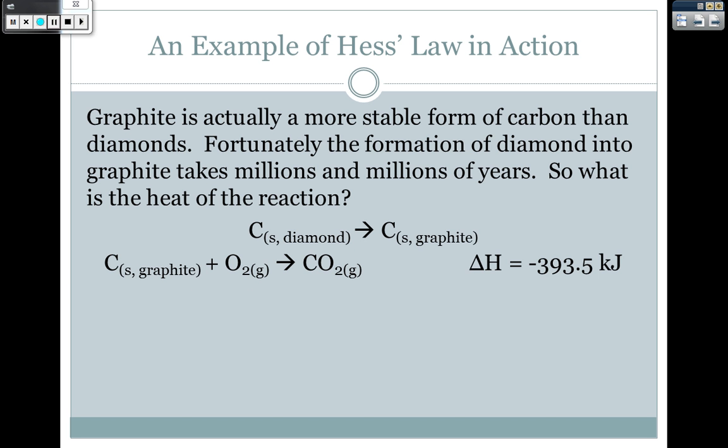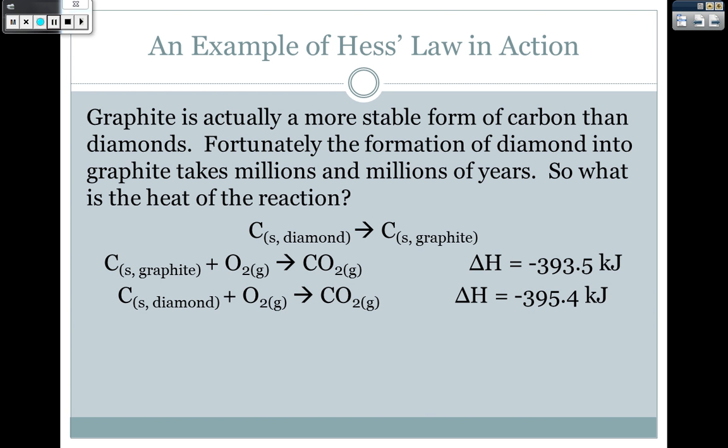So we know that carbon graphite plus oxygen makes carbon dioxide, and that the enthalpy change of that reaction is negative 393.5 kilojoules. You should recognize that number because that is also the enthalpy of formation of carbon dioxide. And carbon diamond plus oxygen making CO2 has an enthalpy change of negative 395.4 kilojoules.